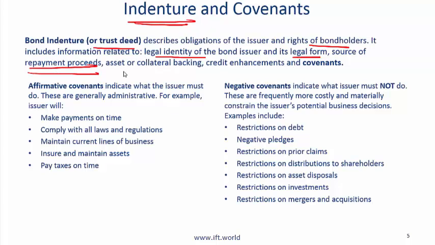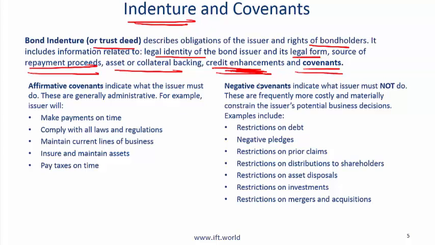Asset or collateral backing. Some bonds have an asset or collateral backing. If that is the case, then it needs to be specified what is that collateral. Credit enhancements. These don't always exist, but at times an issuer with a low credit quality might get insurance or might do things that enhance the credit rating of the bond, and those need to be specified as one of the covenants. So those need to be specified in the bond indenture.